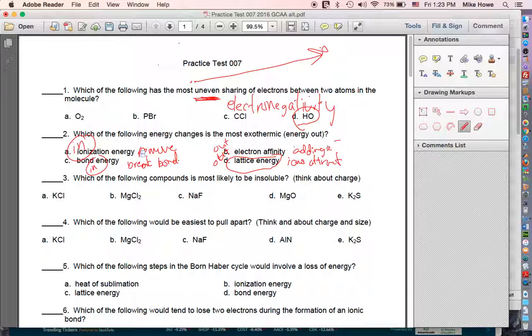I showed you a picture. You can find that picture on the website also, back with the MIT lecture, but there's a picture showing lattice energy compared to the other energies, and lattice energy was by far the largest energy change when you form an ionic bond.